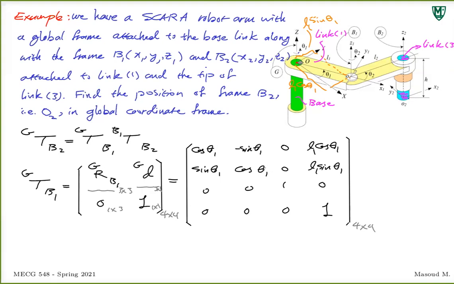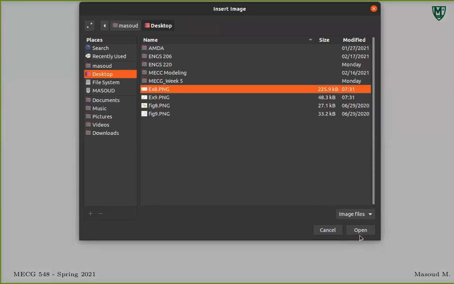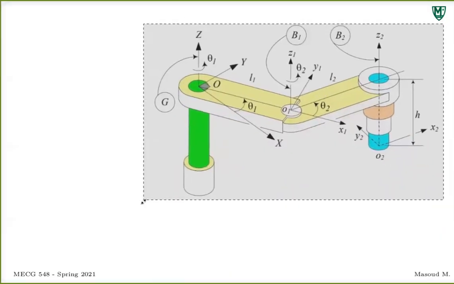Next, we have to find a transformation matrix from B2 to B1. That's because we need both of them to get this transformation matrix. And once we know the transformation matrix, we can use that to transform the coordinates of O2 from the B2 local coordinate frame to the global coordinate frame G. Let's go to the next page. I'm actually going to bring that here again, just to make sure that we all understand what is going on and what we are doing.